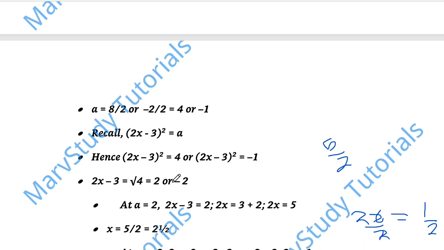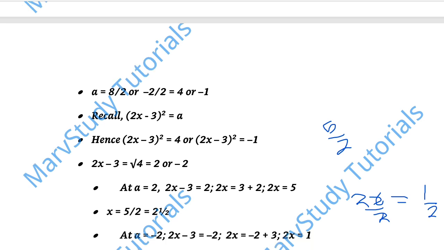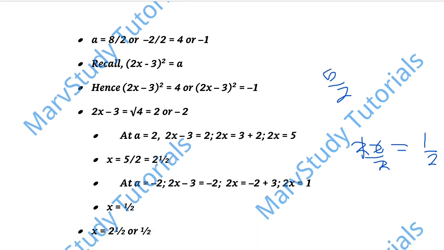And then remember to say a is also -2, right? So at a equal to -2, 2x - 3 will be equal to -2, right? So the -3 crosses to the right-hand side of the equation, and we have -2 plus 3 because the sign has changed. And then -2 plus 3 is 1. Then if you have 2x equal to 1, we'll divide by 2 to get the value of x. And the value of x will be half, or 0.5.